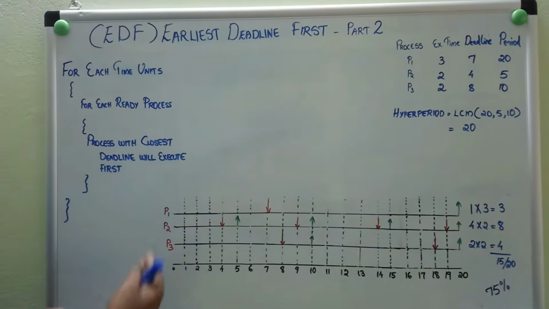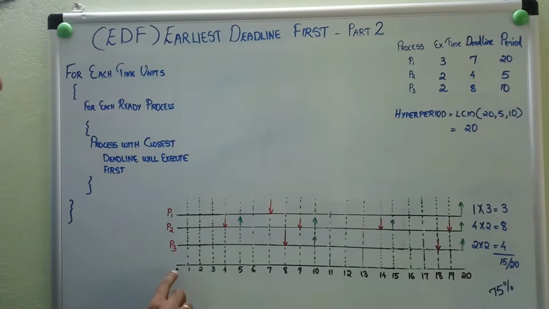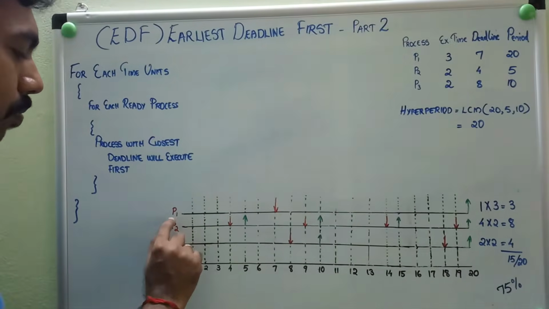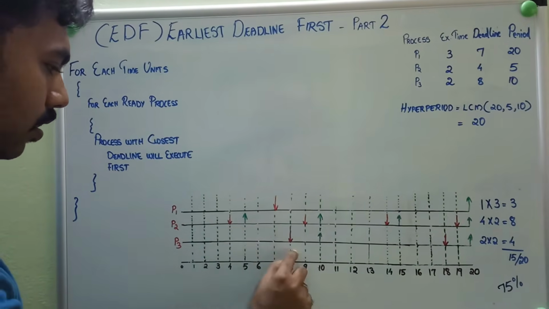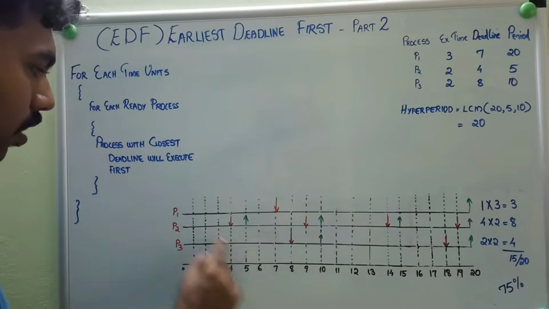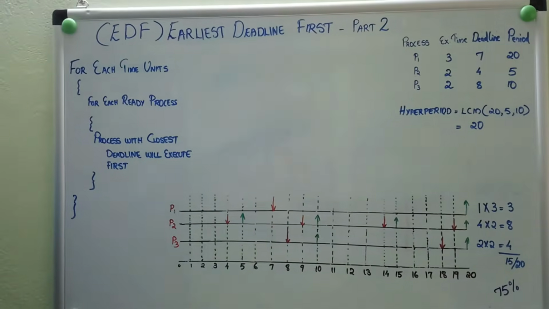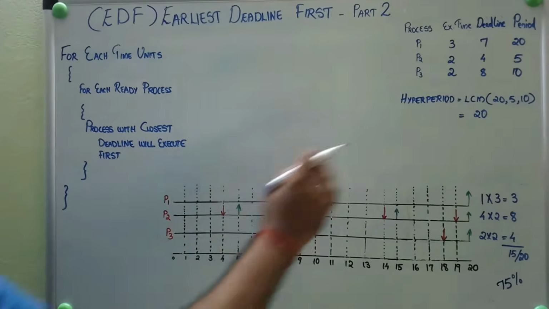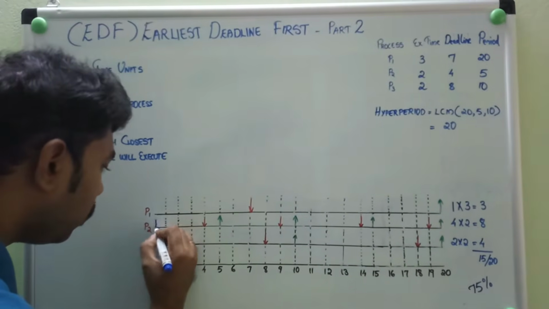So according to EDF, all the processes are ready for execution at time t equal to 0. Now we have to see the deadline of each process. P1 has the deadline here, P2 here and P3 here. If you compare these three deadlines, P2 has the closest deadline. So P2 will be given highest priority. It has to execute 2 time units, so first we start from 0 to 1.